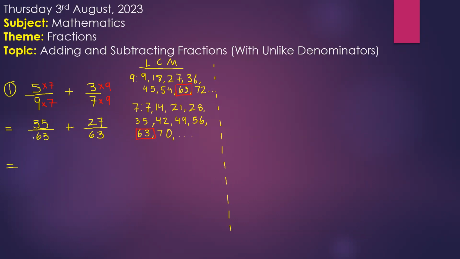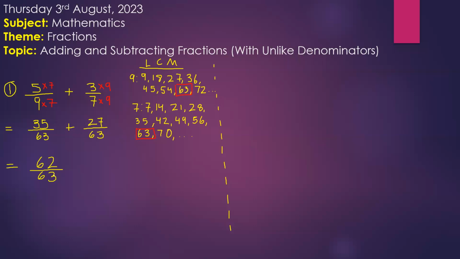What is 35 plus 27? 62. Very good. So the answer is going to be 62 over what? 63. Over 63. Very good. 62 over 63. Now, do we have to simplify this?